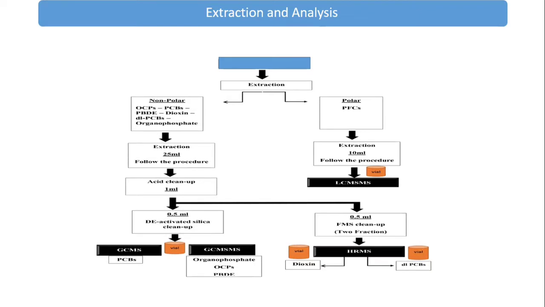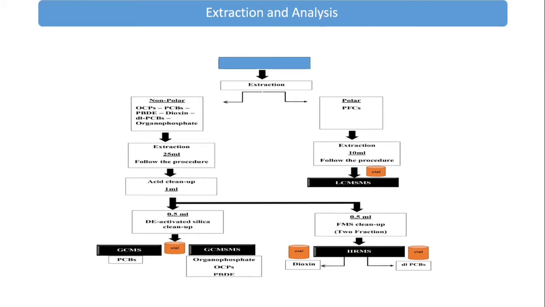From the polar compound, we will go directly for the LC-MS. Then for the non-polar, we will do an acid cleanup. Then we will have around 1 ml sample after we concentrate it. Then this 1 ml sample, we will split into 0.5 and 0.5 ml. The first 0.5 ml, we will take for the activated silica cleanup, and the next 0.5 ml, we will take for the FMS cleanup.